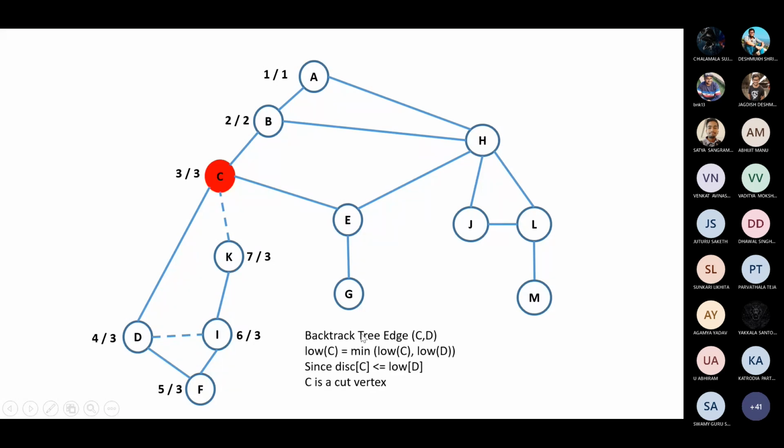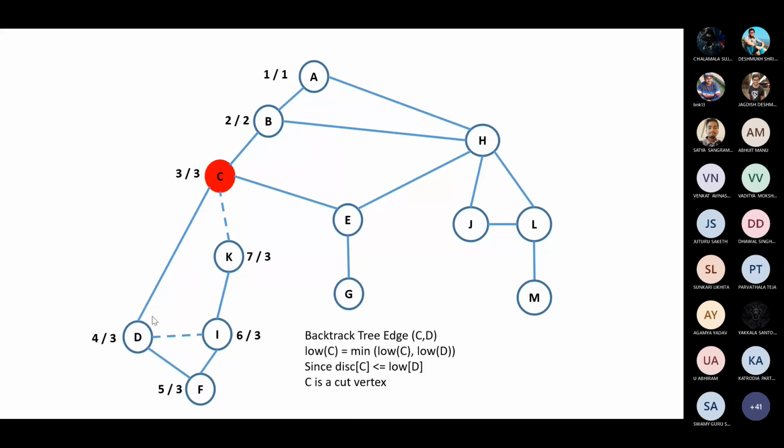Discovery of C is less than or equal to low of D, 3 less than or equal to 3, that is why it is a cut vertex. Since both are 3, 3 less than or equal to 3 is valid, so C is a cut vertex. But since discovery of C is not strictly less than low of D, CD cannot be a cut edge. If discovery of C were 2 and low of D were 3, in that case CD would be a cut edge also.